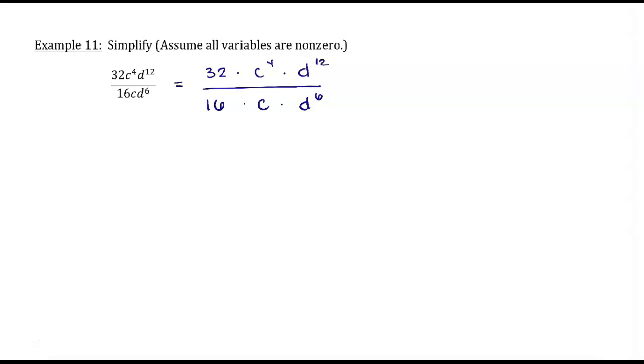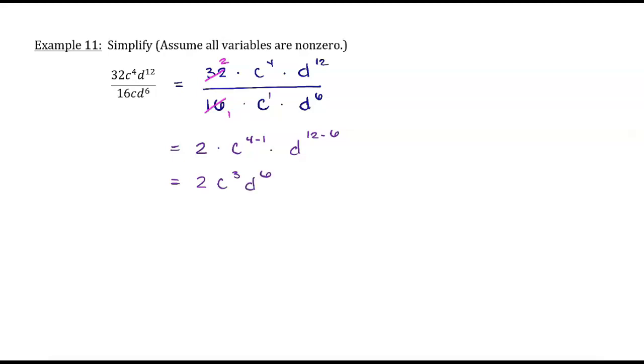Since 16 goes into 32 two times, we could simplify the 32 and the 16 to become 2 over 1, or 2. Looking at c raised to the 4th in the numerator and c raised to the 1st in the denominator, we could rewrite this as c raised to the exponent of 4 minus 1. Finally, we have a d raised to the exponent of 12 in the numerator and a d raised to the 6th in the denominator. We could rewrite this as d raised to the exponent of 12 minus 6. In our final step, we'll rewrite this as 2 times c to the 3rd times d to the 6th.